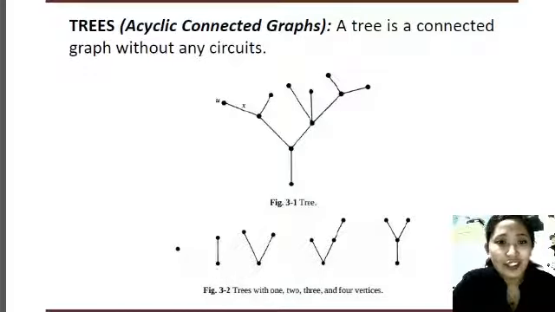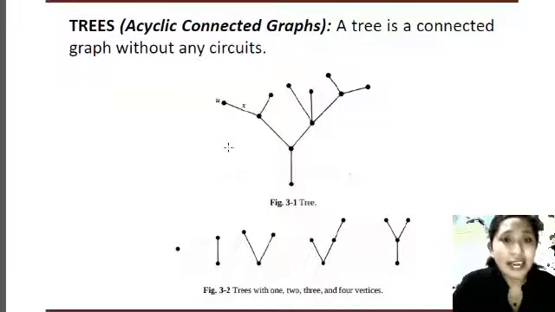Hello all. In this video series, we are going to discuss trees, which is one type of graph, and we will see the variations of isomorphism, that is one isomorphism and two isomorphism. So what is a tree?